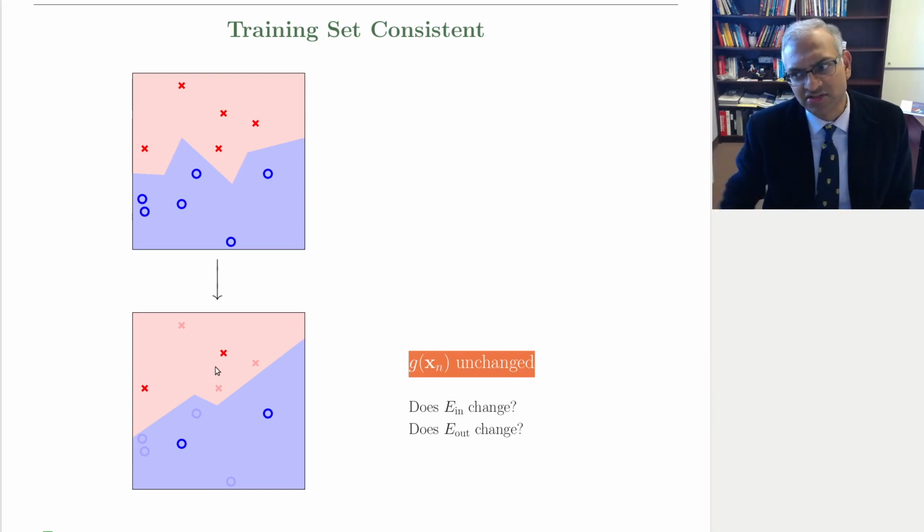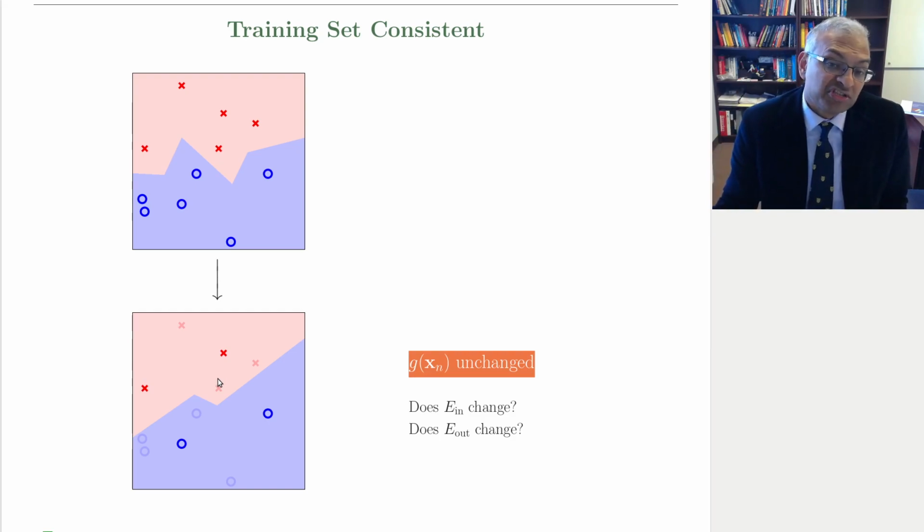So let's ask the same questions. Did E_in change? Pause the video, and if you're coming back and you say E_in does not change, then you're correct. If you're just coming back for the ride, there you go. E_in has not changed, because all these red data points were classified correctly, and they're still classified correctly.